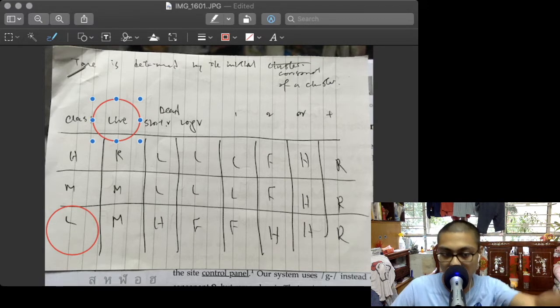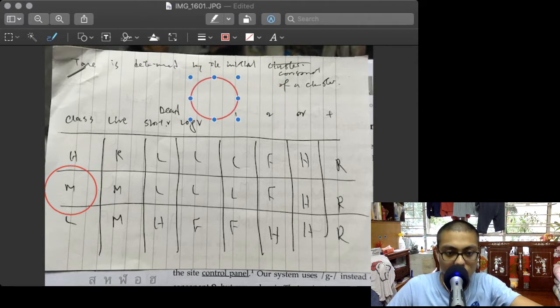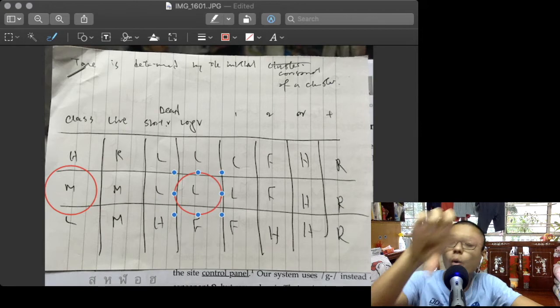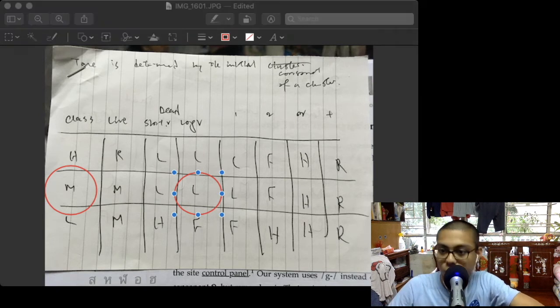So how do we read this chart? Let's say we have a syllable whose consonant is a mid class consonant. It is a dead sound, and we find out it is a long vowel in this syllable, then the tone of the whole syllable is low. I talk a lot, why don't we just go through some real examples?